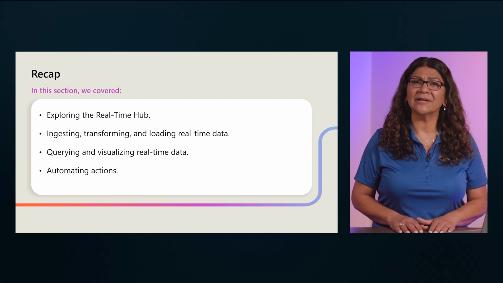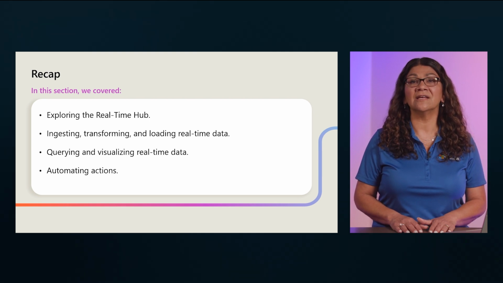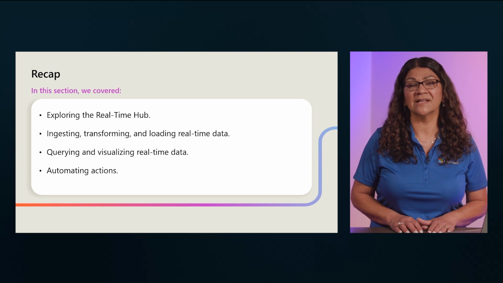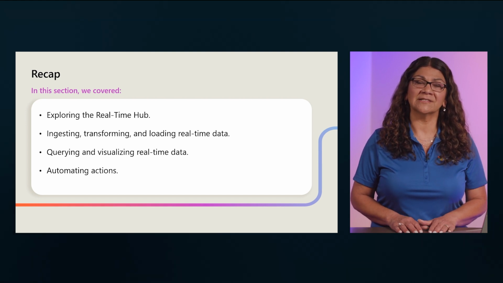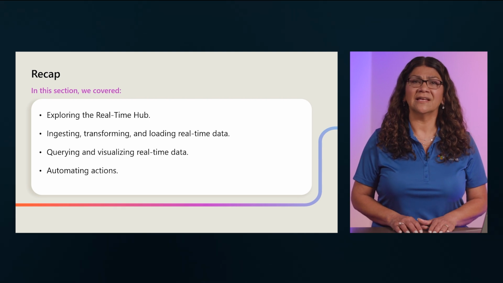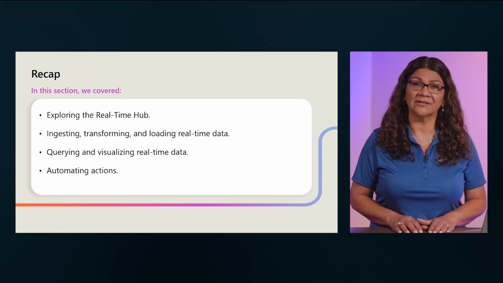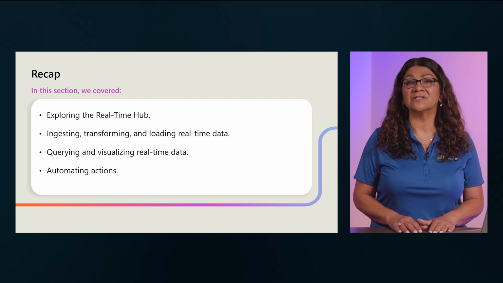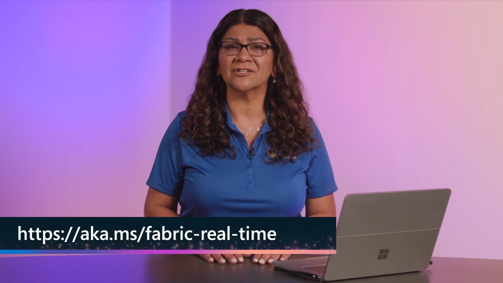We talked about how to store and query real-time data using the Event House, the KQL database, the KQL query set, the custom query language, SQL, and even Copilot for AI assistance. We also talked about how to visualize real-time data in real-time dashboards or even in Power BI reports. Lastly, we talked about how to automate actions in Fabric using Activator and its events, objects, rules, and properties. For more information on how to get started with real-time intelligence in Microsoft Fabric, please see the link here.